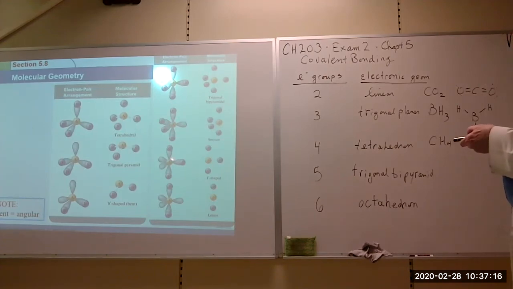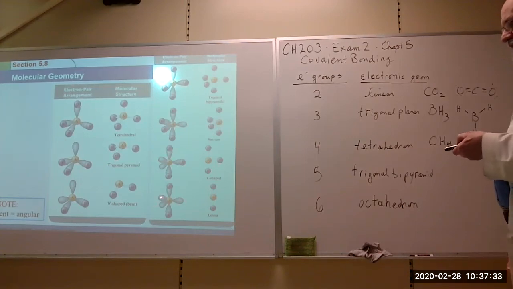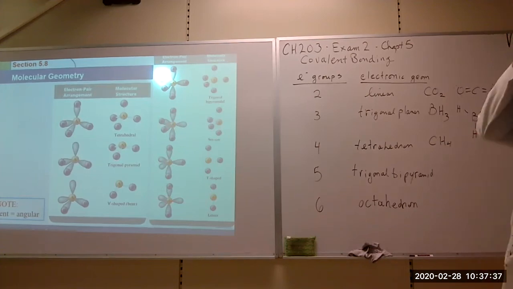If 2 of them are missing, then you have a T-shape. You put these 2 pairs still in the plane here. Now you have a T-shape geometric form. And if you have 3 non-bonding pairs in this arrangement, then you're back to a linear.